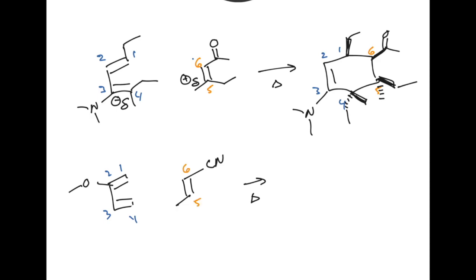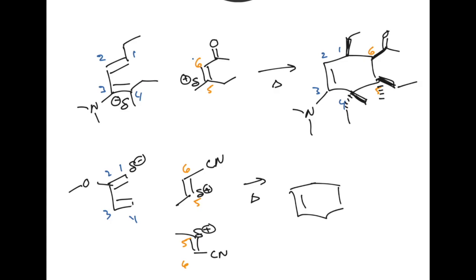Which carbon is negative? 1. Which carbon is positive? 5. So the way I have this drawn right now, this isn't how they react. So I want to flip over the dienophile. So they're going to react like this now, where this is 6 and 5.